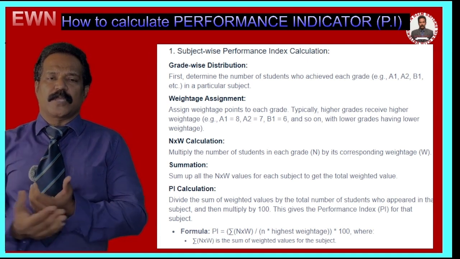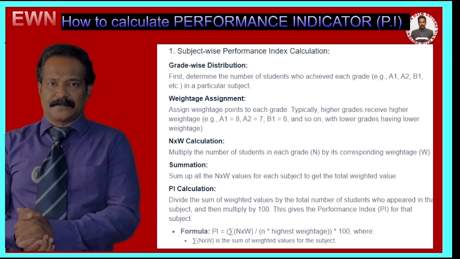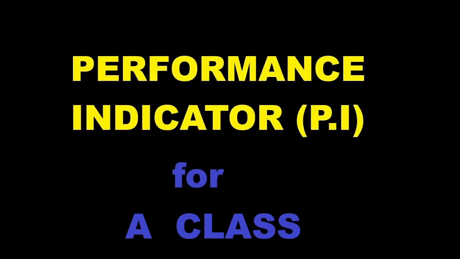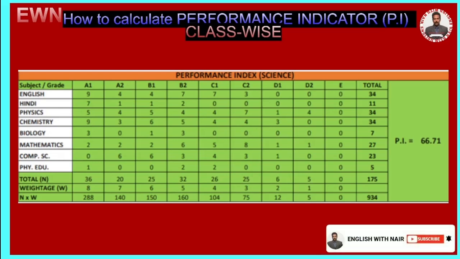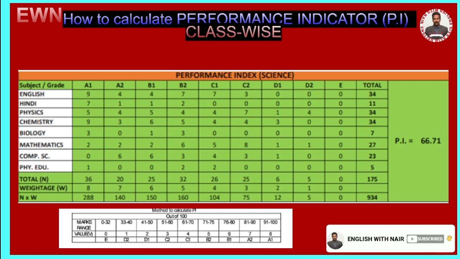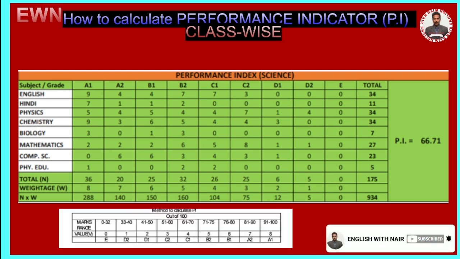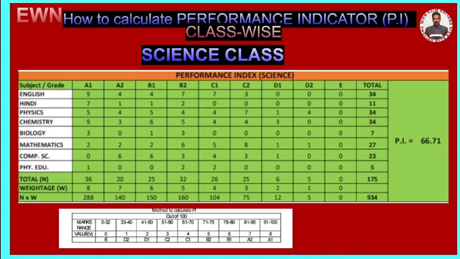Now let's see how to calculate the performance indicator of a class, not of a subject but of a class. So keep watching this video till the end and you understand everything in detail. How to calculate performance indicator PI for a class comprising of science students only. So if the school has only science as stream for 12th standard, then the school result will depend on this class of 12th standard science. So how to calculate or what will be the PI of the school, or we can say PI of the class, science class.